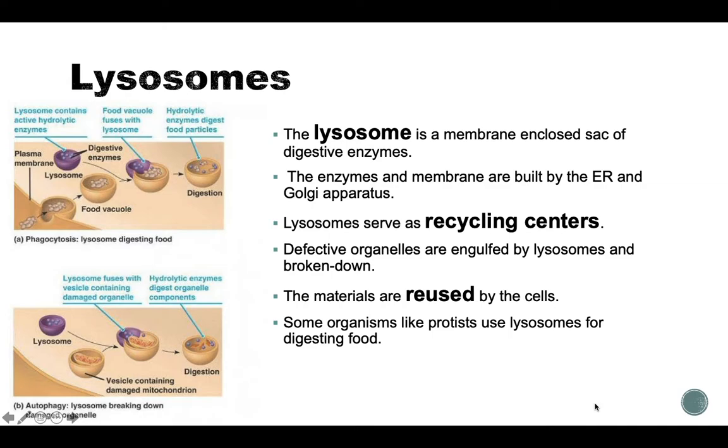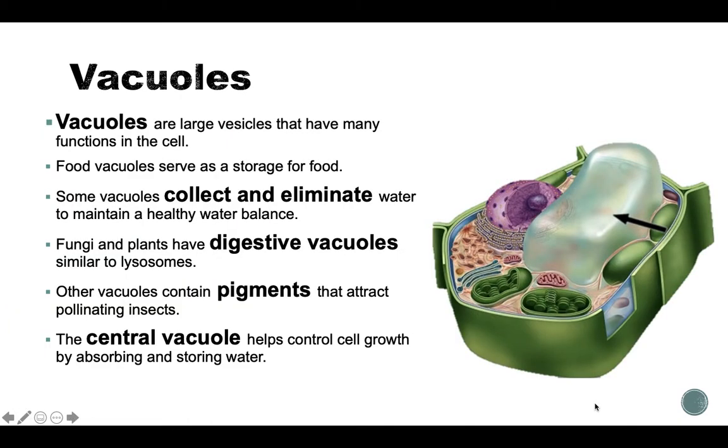What kind of materials can be broken down in there? For example, defective organelles could be eaten by lysosomes, broken down into their individual components, and released into the cell so that I can make more. So in other words, I can recycle the organic material inside the cell thanks to the function of those lysosomes.